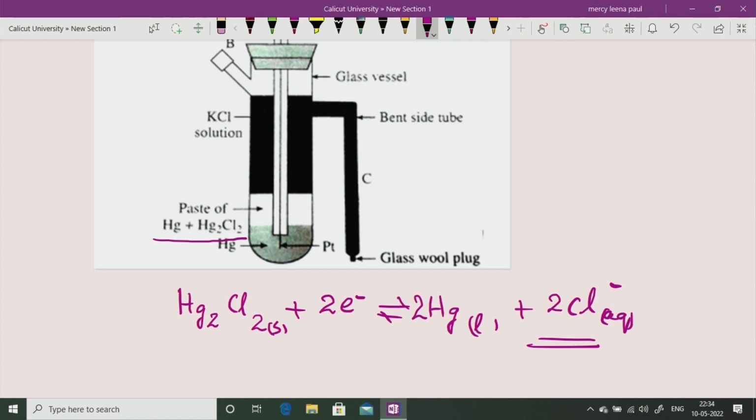Here one thing you have to understand is that mercurous chloride is in the solid form and mercury is 100% pure. The potential of this electrode then obviously depends upon the concentration of the chloride ions. If we change the concentration of chloride, that is, instead of chloride ions I can say KCl solution, because it is from KCl that we get the chloride ions, once the concentration of KCl solution is altered, its potential varies. We can see how it varies and what the values are.